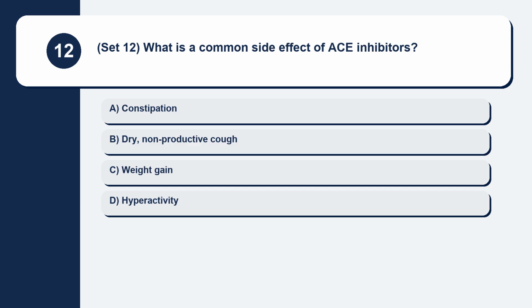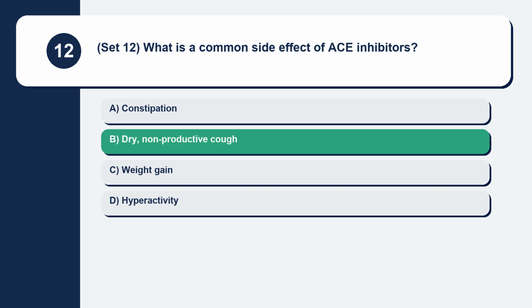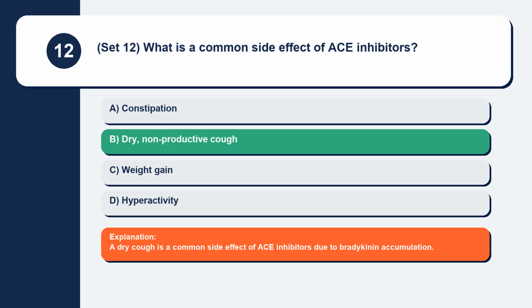Question 12, Set 12. What is a common side effect of ACE inhibitors? Constipation, dry non-productive cough, weight gain, hyperactivity. A dry cough is a common side effect of ACE inhibitors due to bradykinin accumulation.